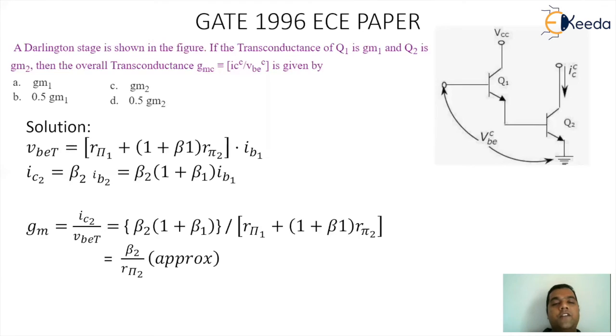If your observation is sharp, the overall control effect corresponds to GM2. That's the reason the value of GM is going to be the same as GM2. So this is the answer. The correct answer for the question is option C, that is GM2.